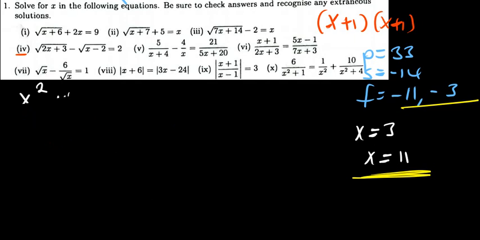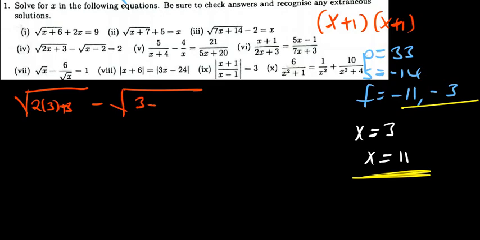After finding the answer, since it is a radical, we need to prove whether x is equal to 3 is indeed part of the solution, or it is an extraneous solution. Let's see. I have got the square root of 2 open brackets 3 plus 3 minus the square root of 3 minus 2.